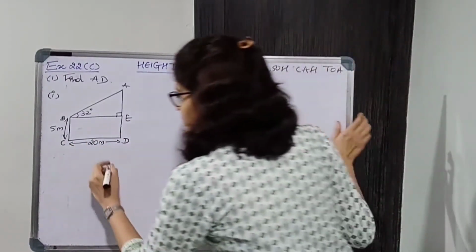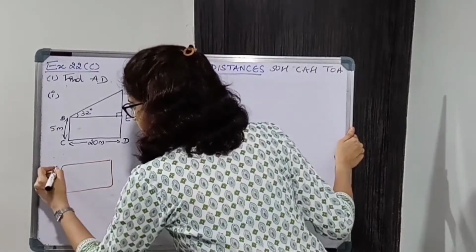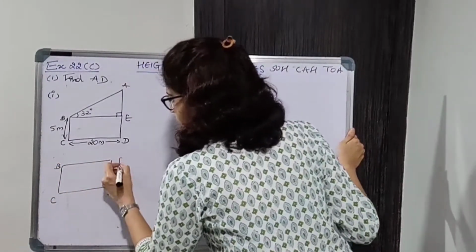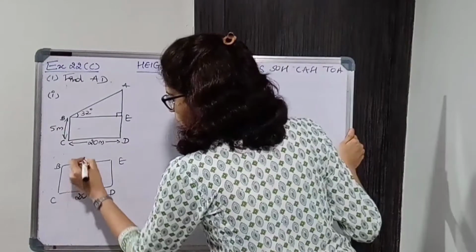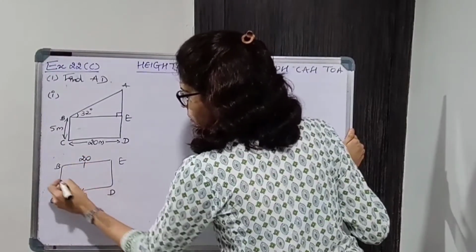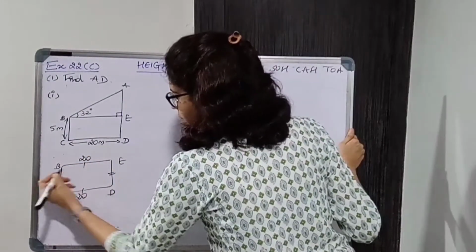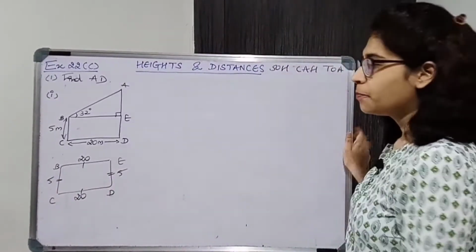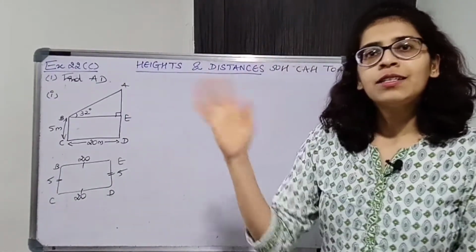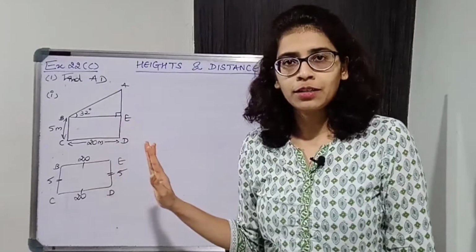So I'll draw this separately. BCDE is a rectangle. So this is 20, so this will also be 20. Opposite sides are equal. This is 5, so this will also be 5. So a part of this I can easily find using the property of rectangle.